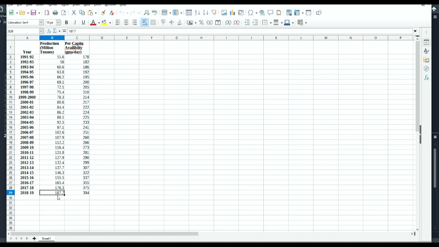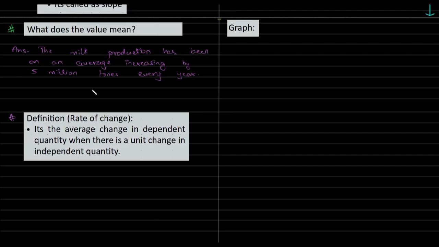and the answer is 187.7. There's a small difference that is very minute, but yes, you can see that we got almost the exact value. So that's what the rate of change helped us with. Basically, it is the average.